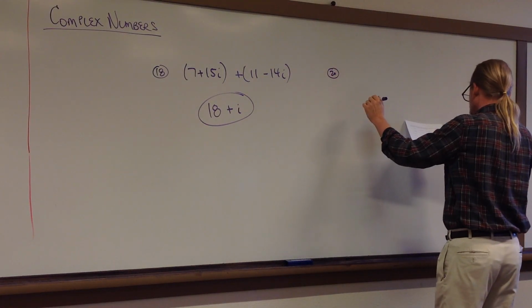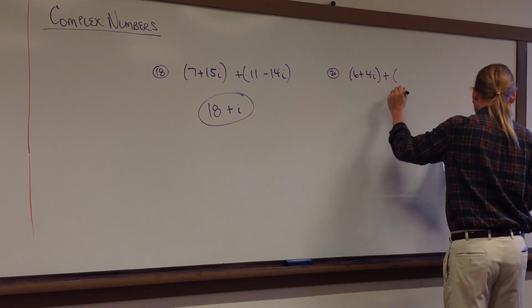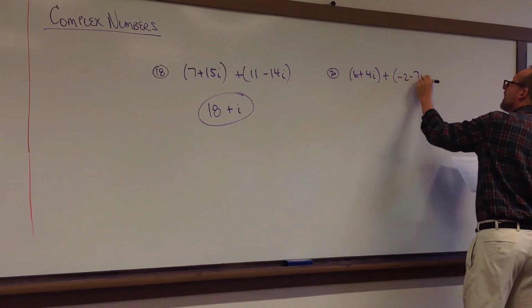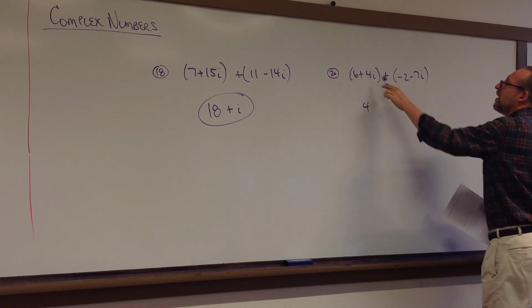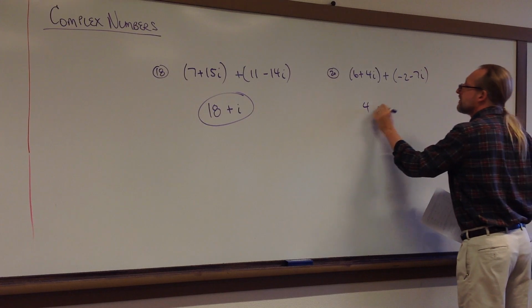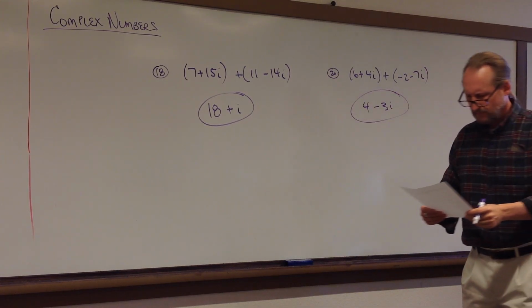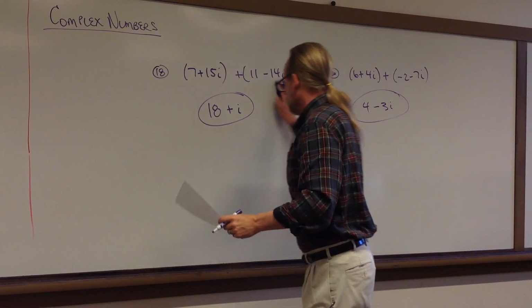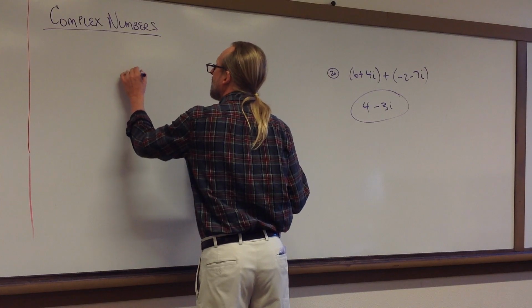Problem 20 is addition as well. 6 plus 4i plus negative 2 minus 7i. So 6 and negative 2 make 4. Positive 4i minus 7i makes minus 3i.